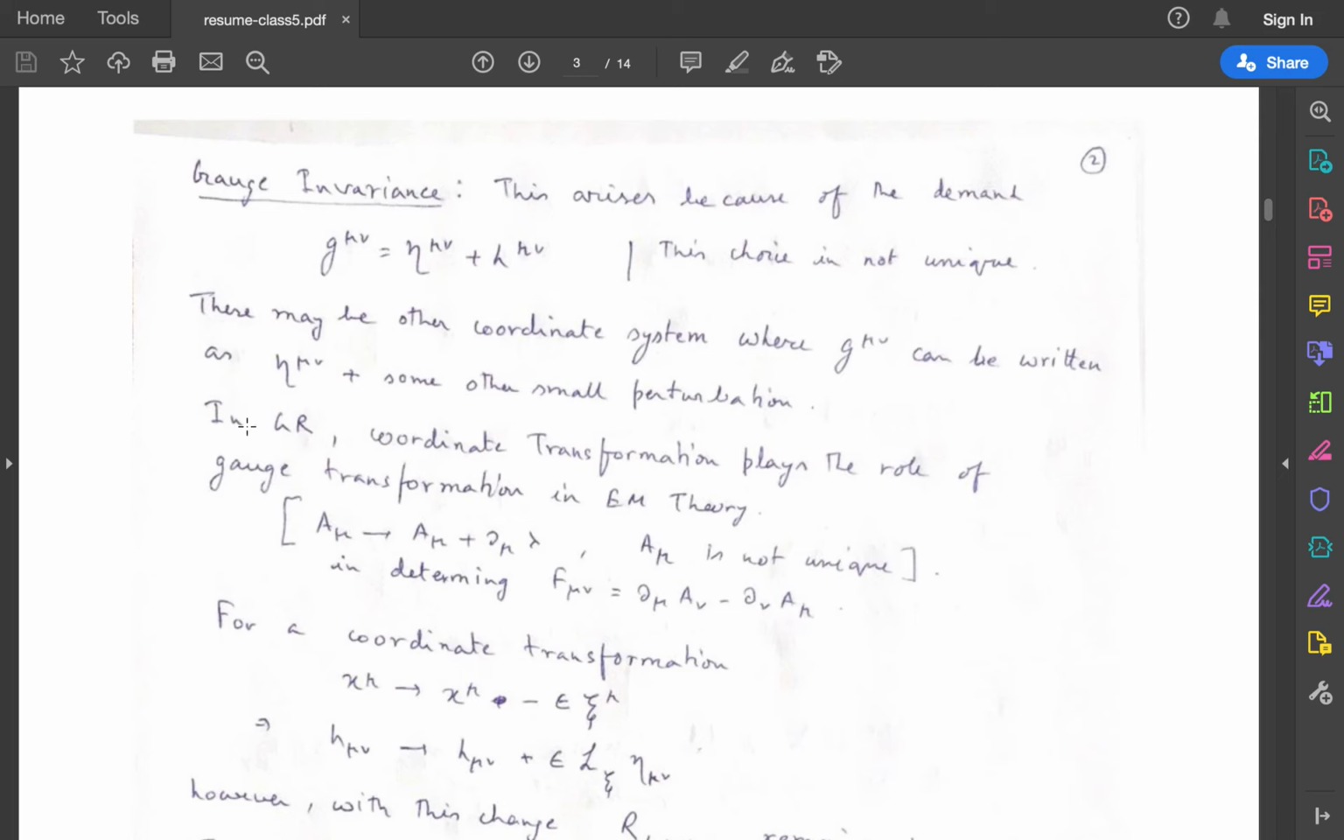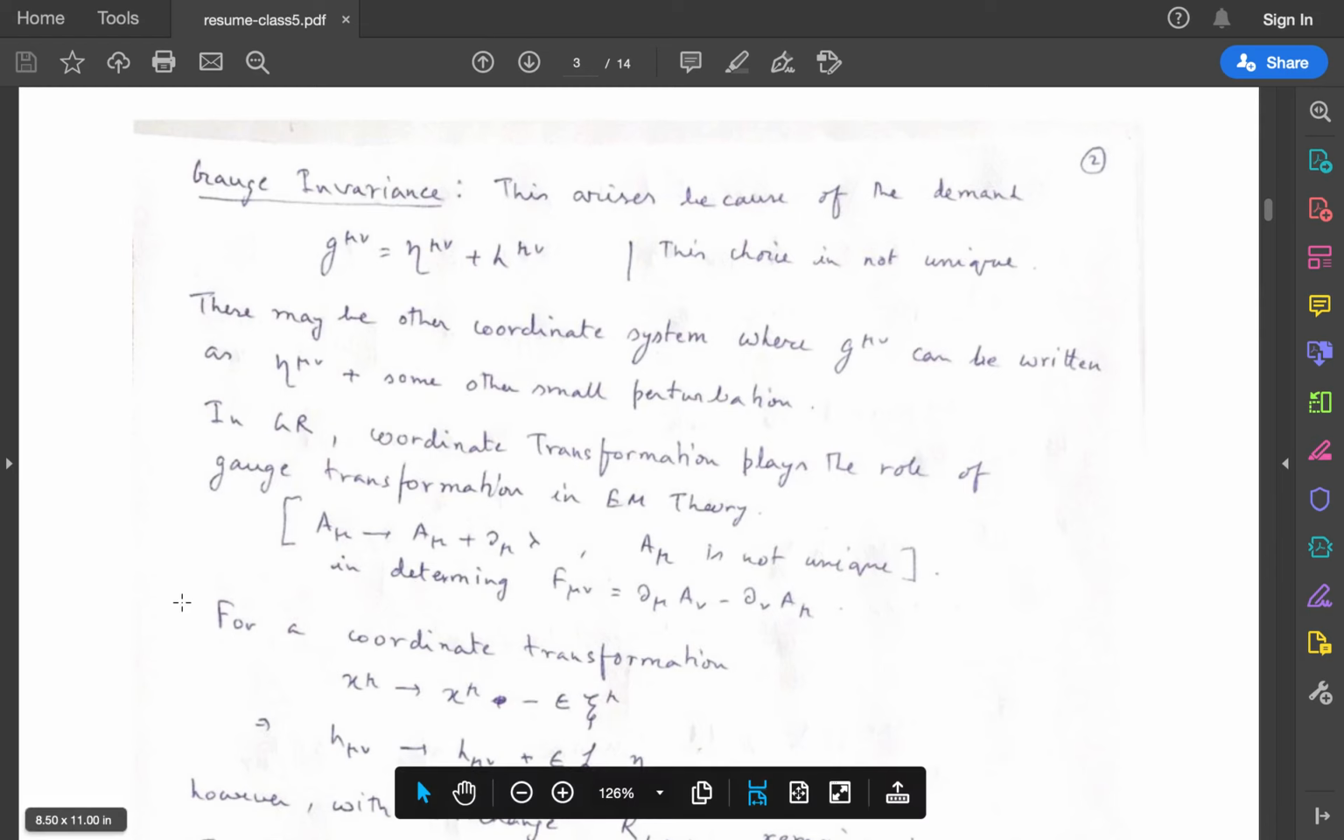Okay, so this can be understood as the coordinate transformation in GR playing the role of gauge transformation in electromagnetic theory. You remember that in electromagnetic theory we have this vector A mu, and we can add any del mu lambda, where lambda is any function, and A mu is not unique. Therefore, we have a choice in choosing A mu. However, this choice of A mu, up to a given function lambda, doesn't affect our calculation of F mu nu. Okay, similarly here, this is called the gauge condition, the gauge invariance of electromagnetic theory.